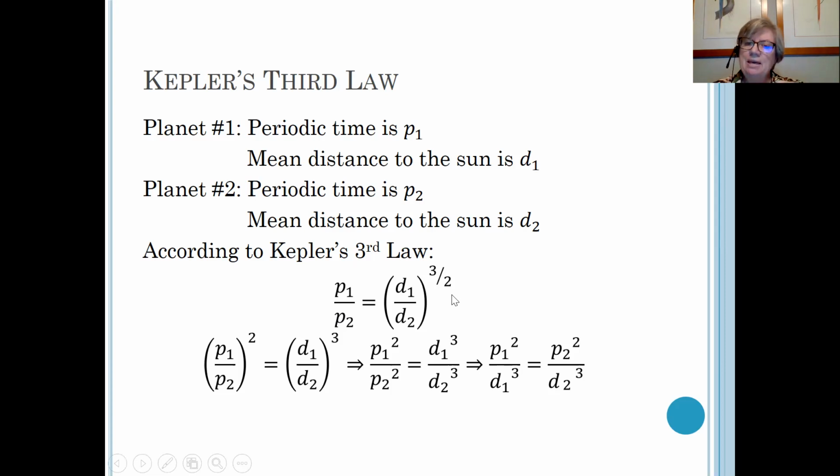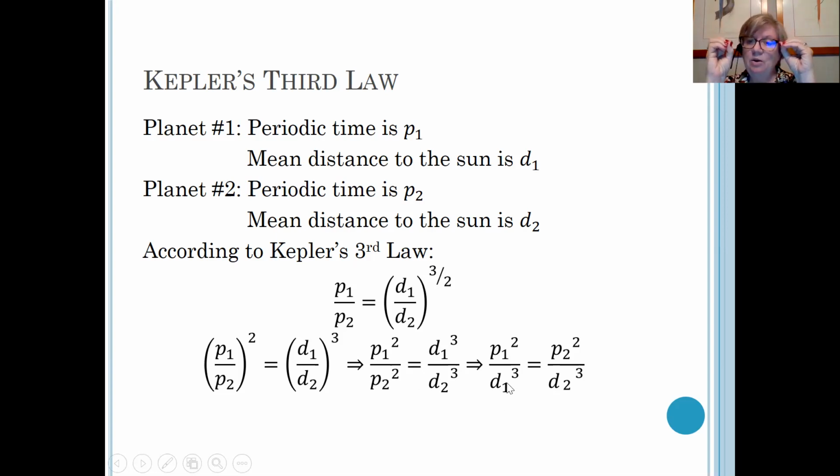Well, let's examine that a little bit and look at the consequences of that. If I square both sides of this equation, I'll get the fraction on the left-hand side, P1 over P2 squared, equals D1 over D2 to the 3rd power. And I'm just going to raise the numerator and the denominator to the powers that are there. That's what I get in this equation: P1 squared over P2 squared equals D1 to the 3rd over D2 to the 3rd. And that means that I can divide both sides of this equation by D1 to the third, multiply it by P2 to the second, and I end up with an equation where I've got information about one planet on one side and the other planet on the other.